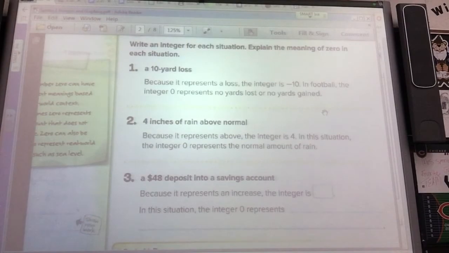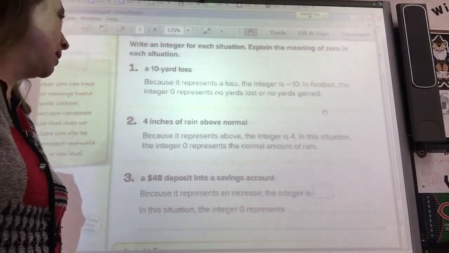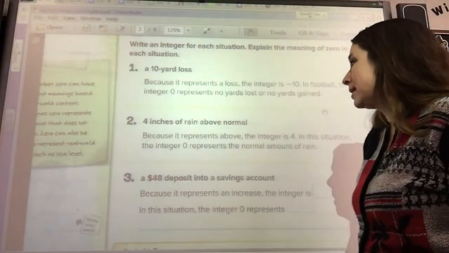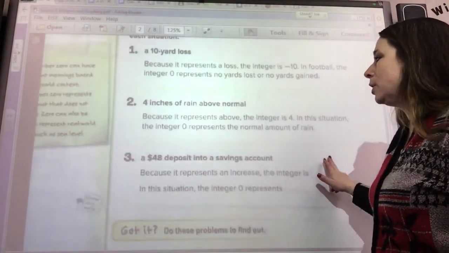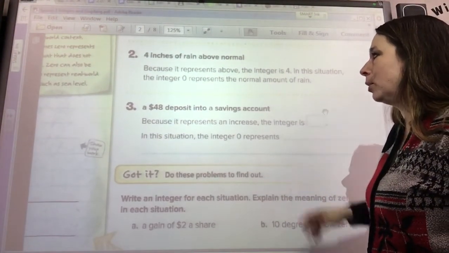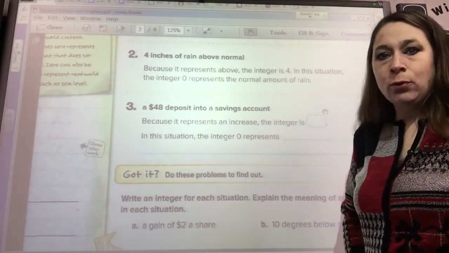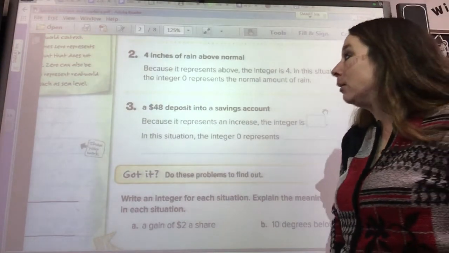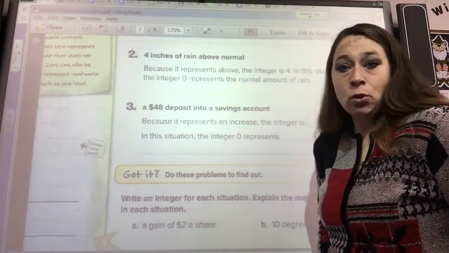Now, if they said no gain, there was no gain on the play, then that's just 0. You've had no gain, so that would be a 0. 4 inches of rain above normal. Now, we didn't lose rain, we gained rain. We have 4 inches above normal, so that's going to be a positive 4 or just 4.